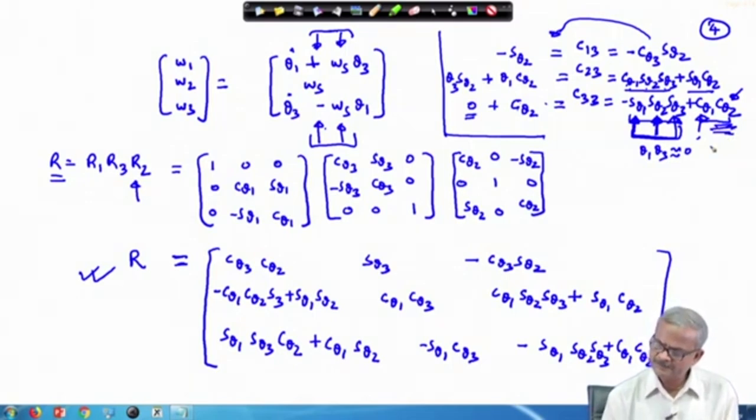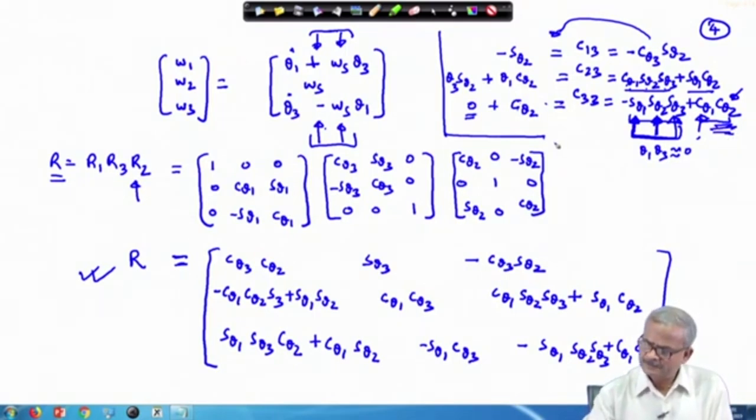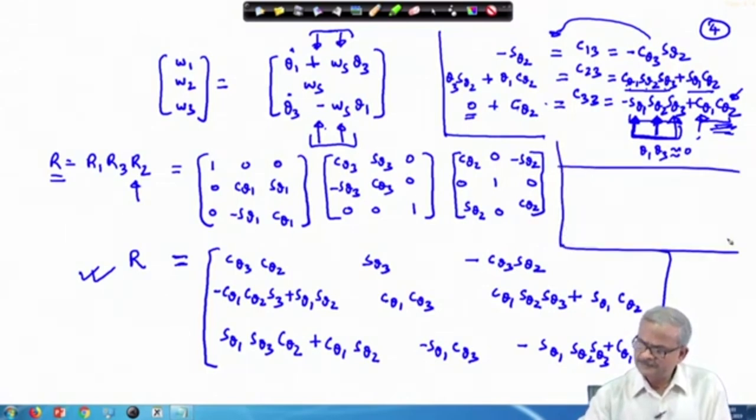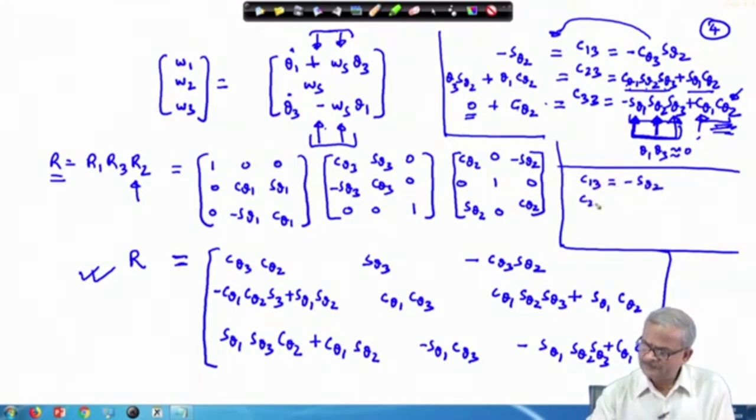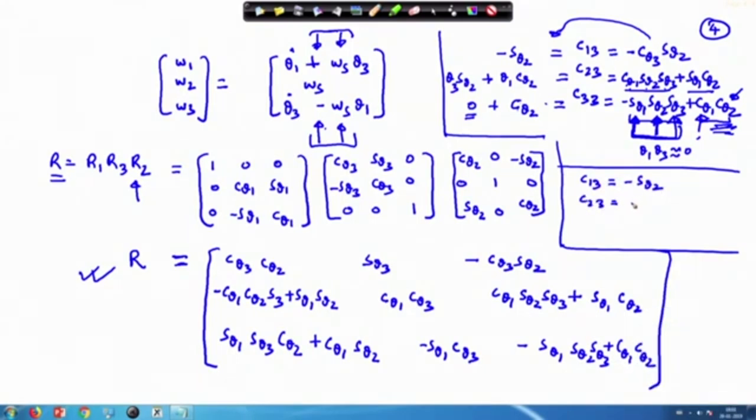So, now with this information we are ready to work further. So, I will conclude here. We have C13 equal to minus s theta 2, C23 is theta 1 times c theta 2 plus theta 3 times s theta 2, and C33 equal to c theta 2. So, this result will be required for our working. Okay, so we will continue this in the next lecture. Okay, thank you very much.